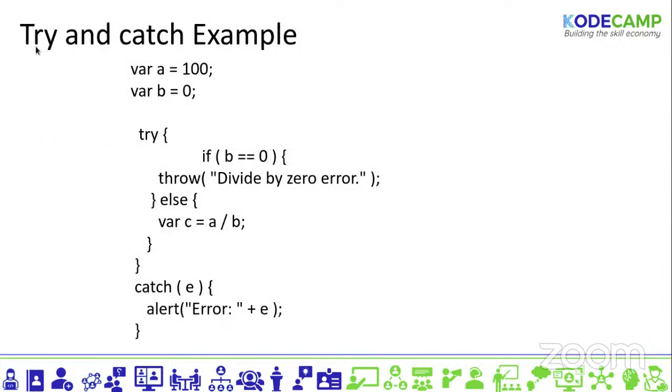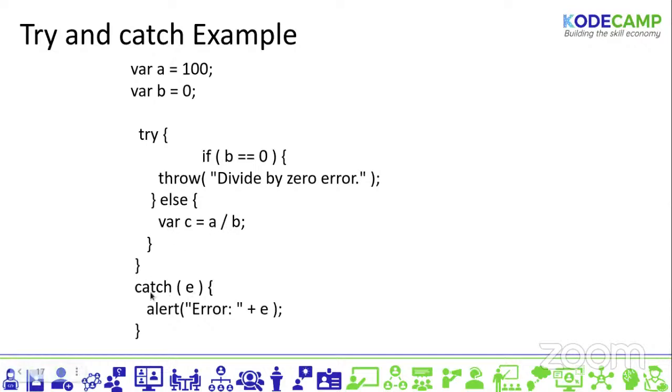We have this example for try and catch. We have variable a as 100, variable b as 0, and we are trying to divide, like we are saying 100 should be the numerator, 0 should be the denominator. And then we are saying if b, being the denominator, is 0, then we should throw an error, divide by 0 error. Else, if the denominator, which is b, is not equal to 0, then just divide it and store the answer as c. And you can also console.log c here.